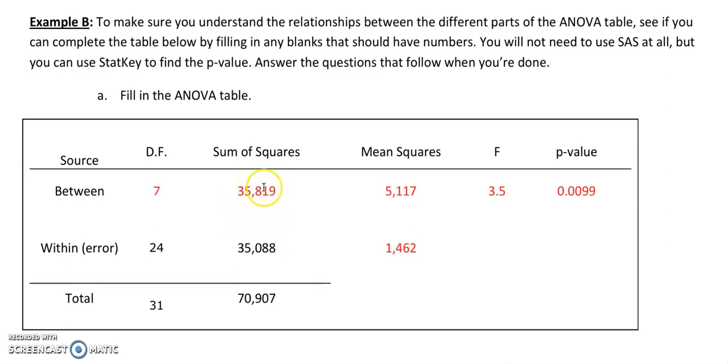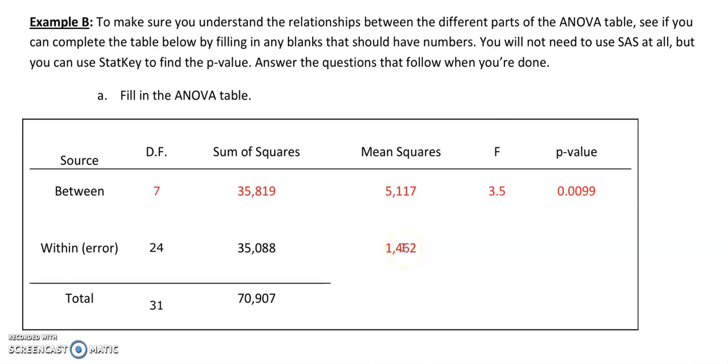35,819. Then we keep moving over on the table, and we said that the mean squares between is just the sum of squares between divided by the degrees of freedom between. So I would take this number divided by this number to get my 5,117. And I would do something similar for the mean squares within. I would take 35,088 divided by 24, and I would get this number here.